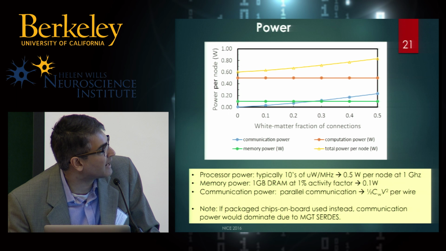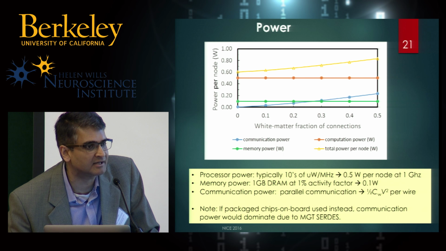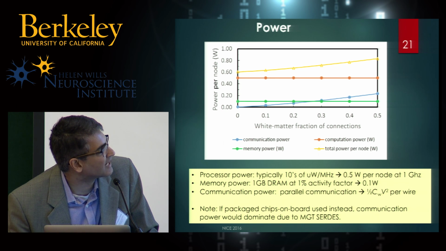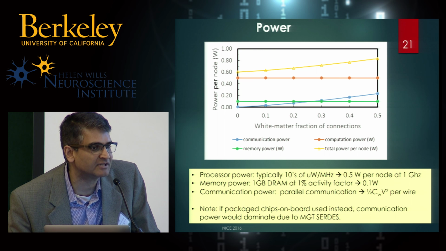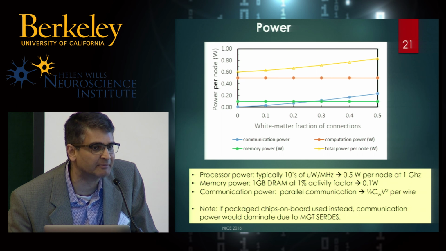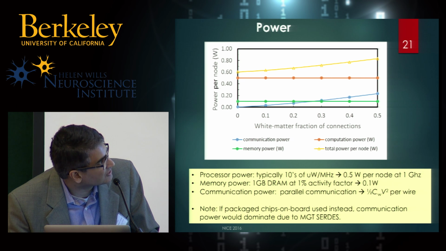And for the communication power, we know what the bandwidth requirements are, but we now have parallel communication, which means we have to charge up a wire, and that charging cost is 1/2 C V squared per wire, where C is the capacitance of the wire. And the x-axis here is the white matter fraction of the connections. I didn't have a really good answer for this, so that's why I left it as a parameter. I know that there are some estimations of this, but nonetheless, this is something that could probably vary a lot depending on the application. So I chose to just use this as a parameter and plot results as a function of that.